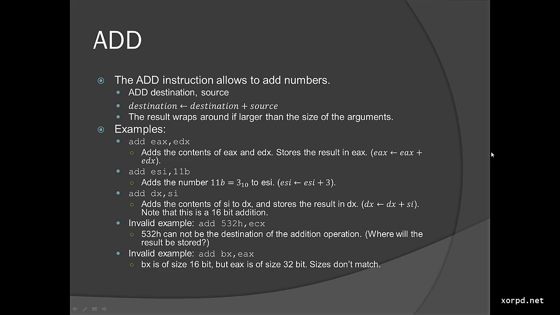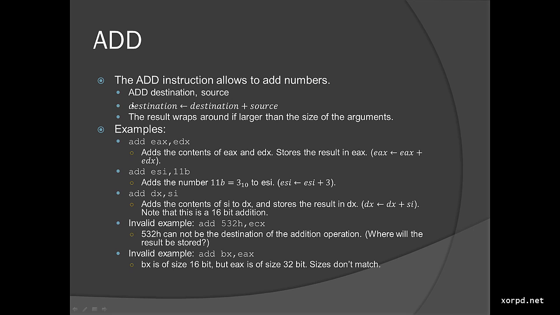The next instruction is called add. The add instruction allows to add numbers. It looks like this: add destination source. Maybe at this stage you are not very surprised, and you are going to see that for many instructions in the x86 family, it goes like this: destination and then source.